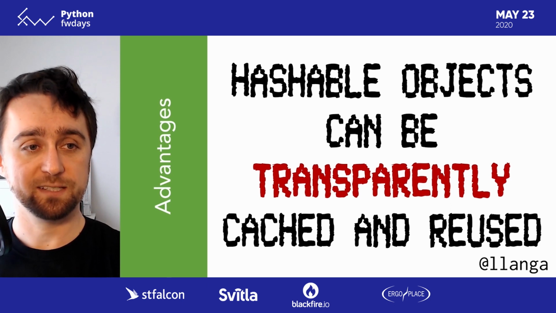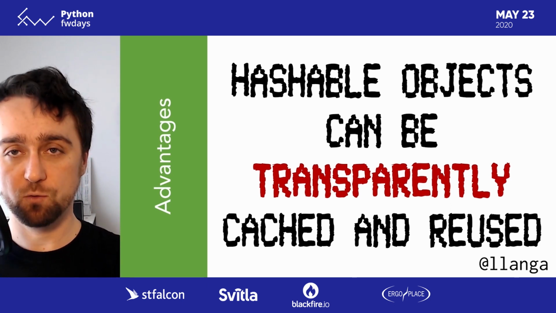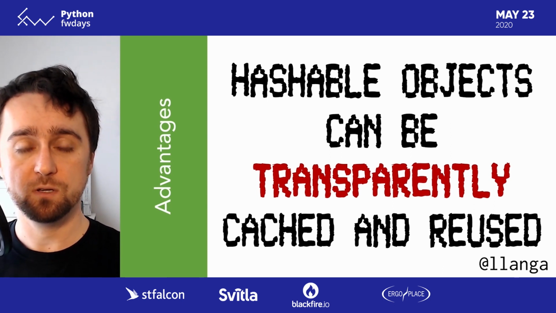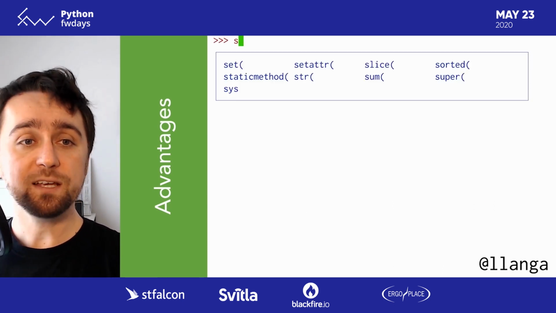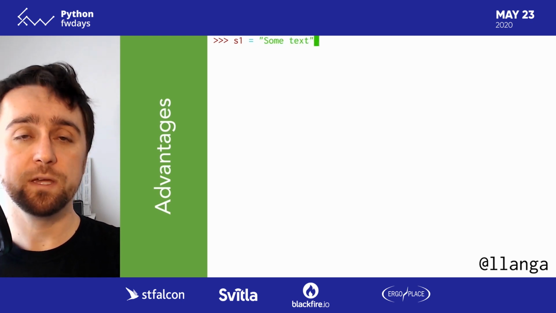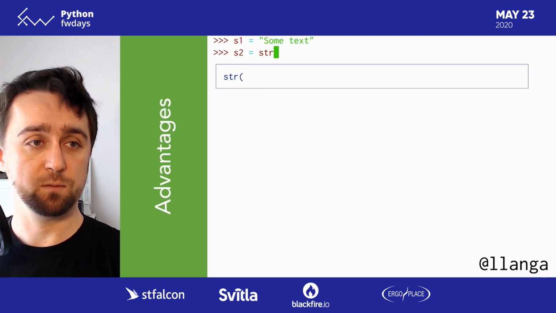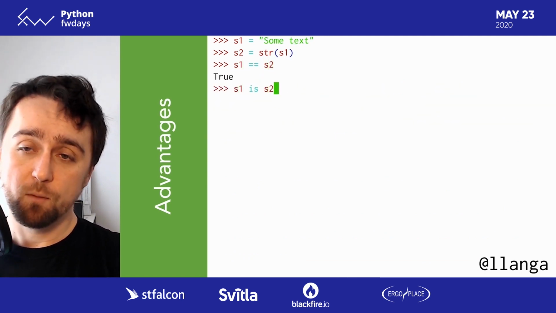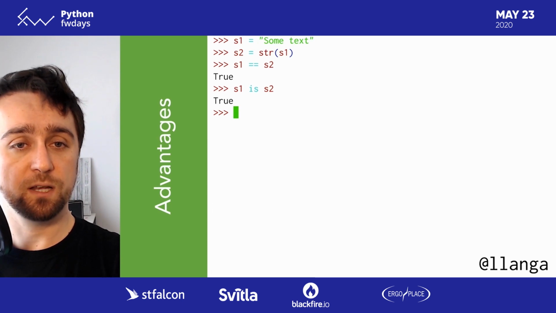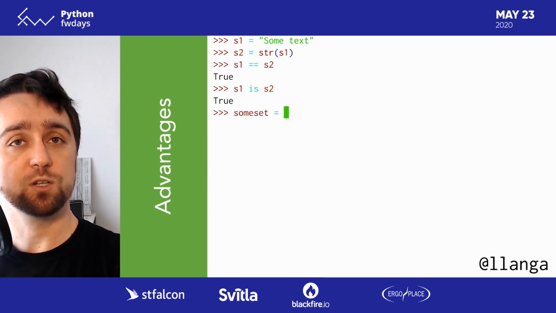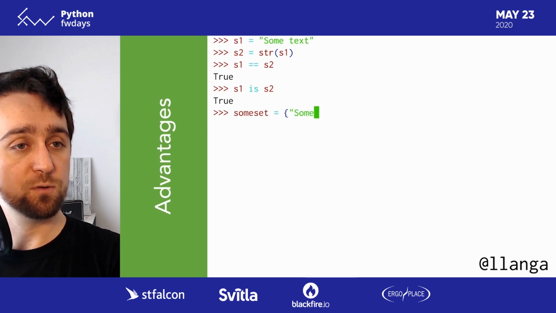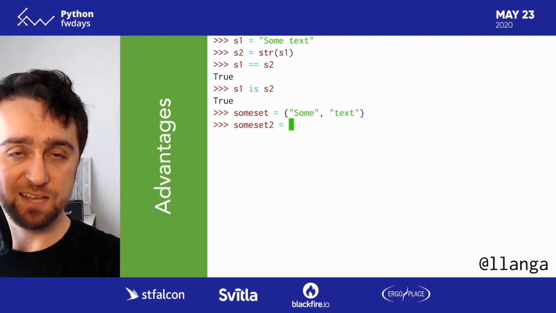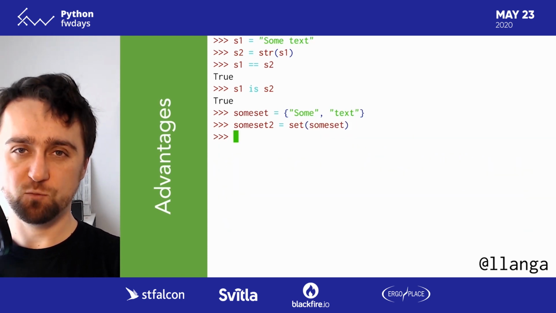Well, hashable objects can be transparently cached and reused. So they are safe to just be passed around multiple times. For example, even if you are doing defensive programming yourself, for example, creating another string of a string value that you already got, Python and responsible third-party libraries will use immutable data structures efficiently. As you can see here, S1 is really the same object as S2. That is pretty efficient right there.